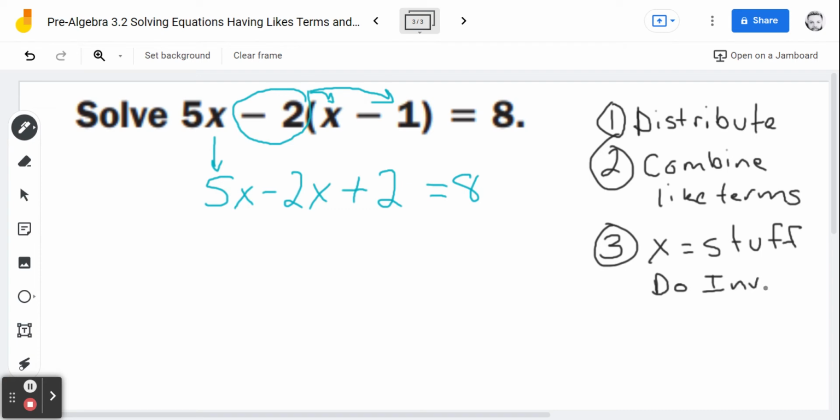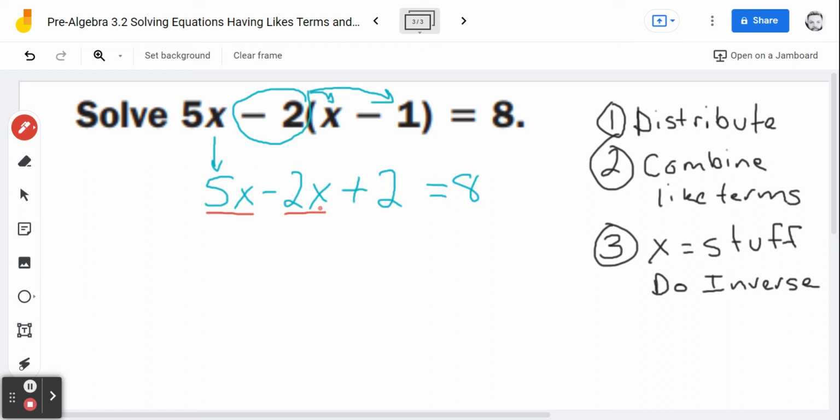Okay. Now, the reason I want you to write it down is so you could see it. This is the checklist that Mr. Adams thinks of in his head when I do this. When I see this problem, I go, okay, well, I got to distribute, I got to combine like terms, and then I solve. Okay. So as somebody pointed out, the like terms are 5x and 2x.